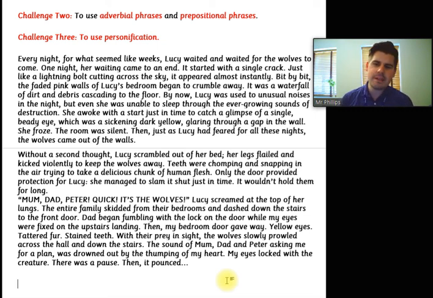"Mum, Dad, Peter, quick, it's the wolves!" Lucy screamed at the top of her lungs. The entire family skidded from their bedrooms and dashed down the stairs to the front door. Dad began fumbling with the lock on the door.